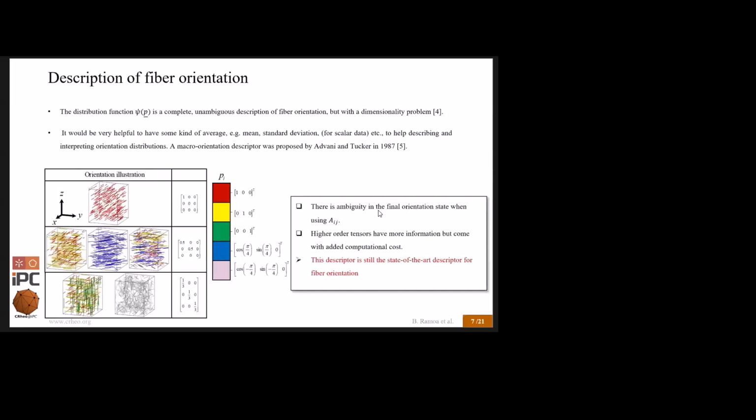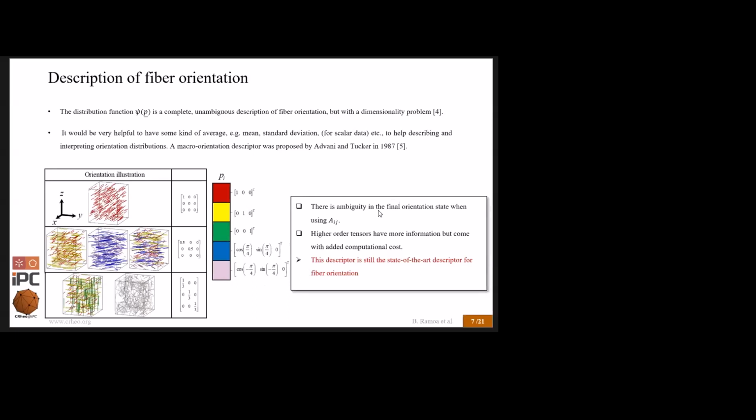Now, you get the concise descriptor. This descriptor is a second order orientation tensor, which is the most well known. You can interpret the diagonal terms as the probability of orientation in a certain direction. Okay? But you pay a price for this compression. The price is ambiguity in the final orientation. What do I mean by this?